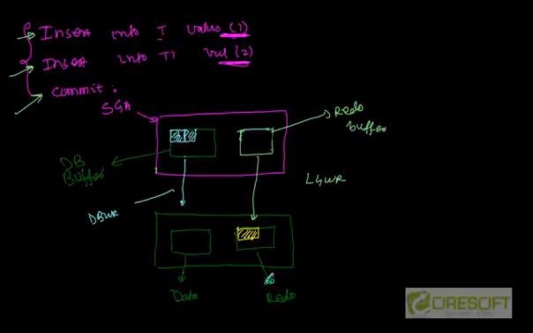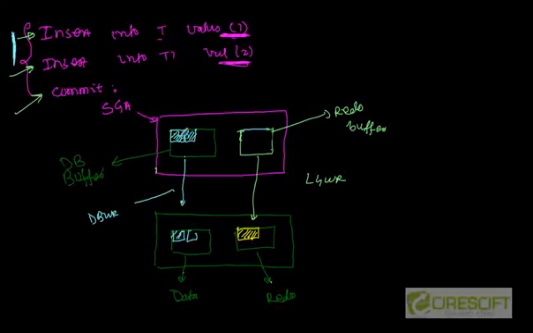We are safe in the sense that if now, for whatever reason, this instance crashes or this SGA is wiped out, we can always go back to the online redo log file, recreate these two statements, and apply them to the data files.